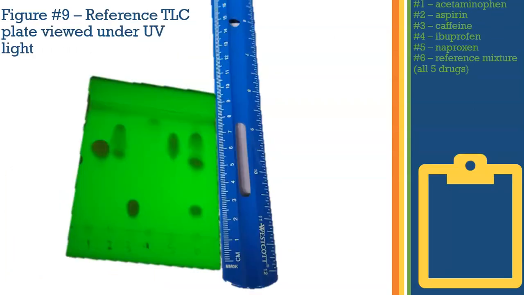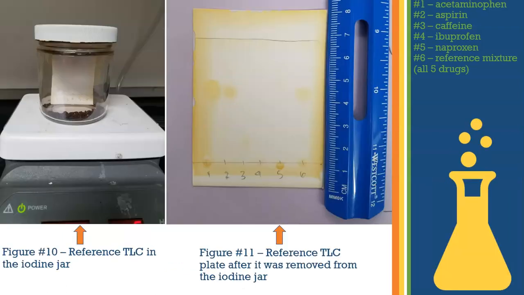In order to view the data, 2 methods were used. First, the plates were observed under UV light. This is the reference plate under UV light. Second, the TLC plates were placed in a jar containing iodine crystals under very low heat. You can see the jar in figure 10. Figure 11 shows the reference TLC plate after it was removed from the iodine jar.